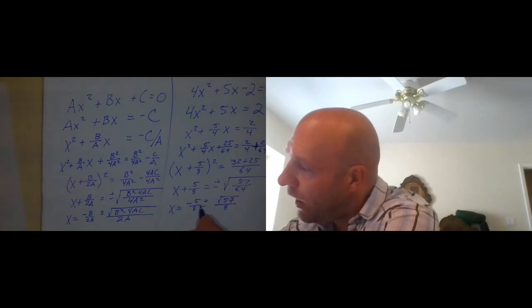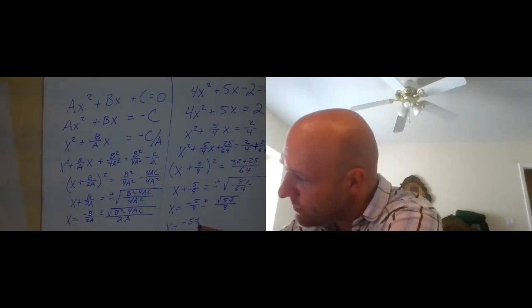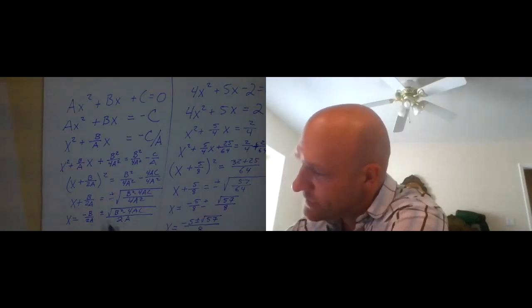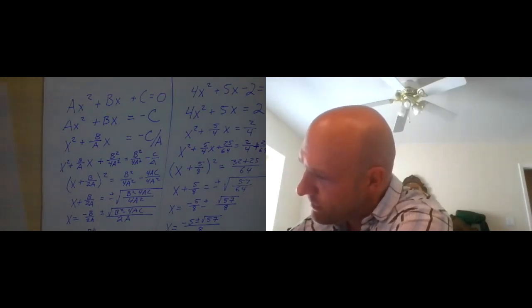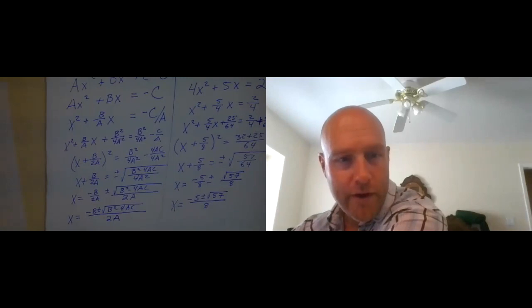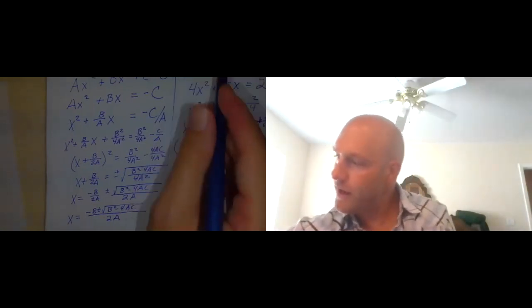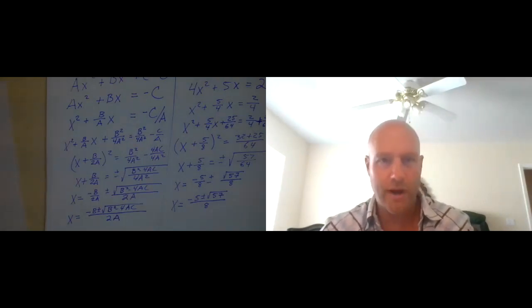Looking good. Over on my right-hand side, I get that x equals negative 5 plus or minus square root of 57 all over 8. And on this side, I get what I would hope, x equals negative b plus or minus square root of b squared minus 4ac all over 2a. And there you have it. The analogy to completing the square in order to derive the quadratic formula.